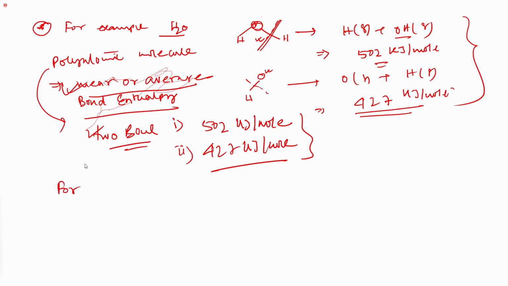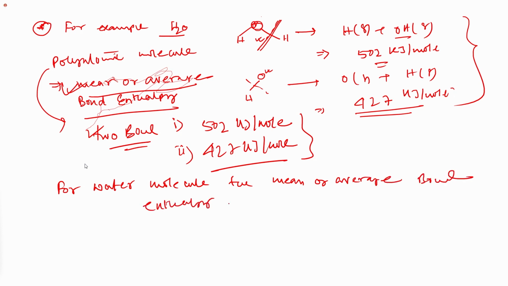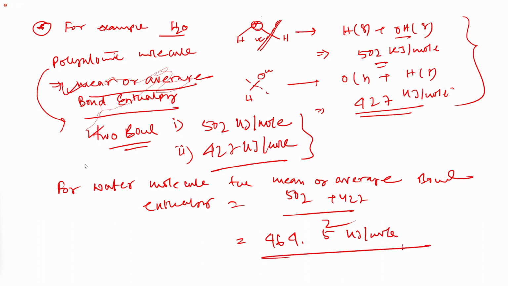So for water molecules, the mean or average bond enthalpy is equal to 502 plus 427 by 2. So it will be 464.5 kilojoule per mole. So the mean or average bond enthalpy for the water molecule is 464.5 kilojoule per mole. For polyatomic molecules, we always have to use the average bond enthalpy.